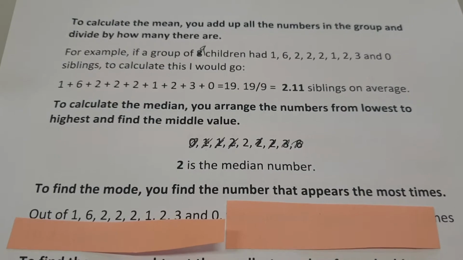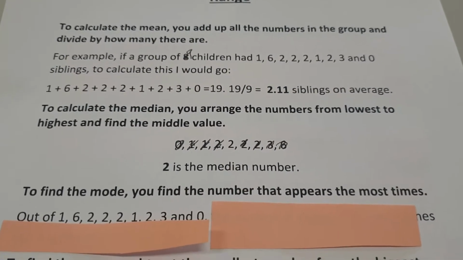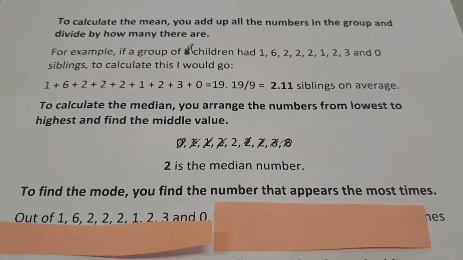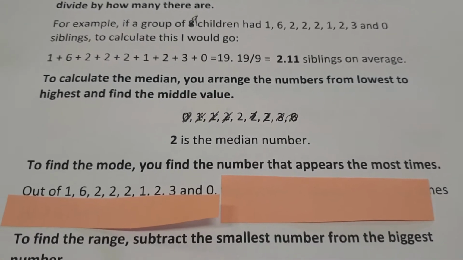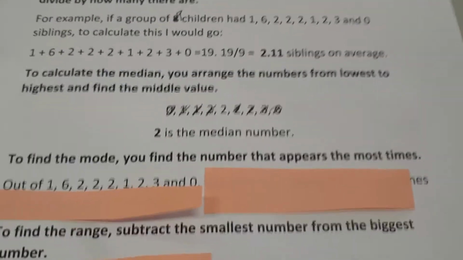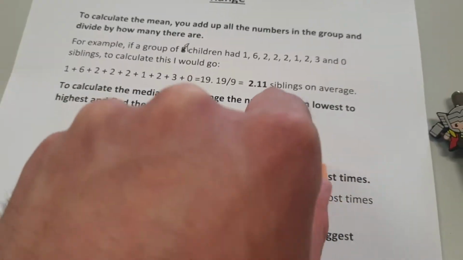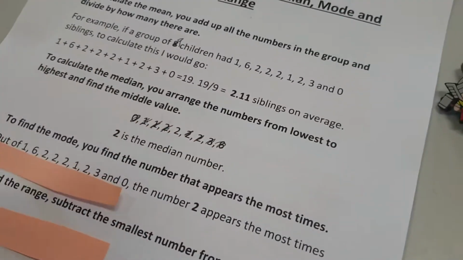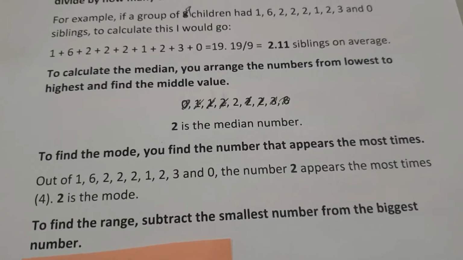So to find the mode, the next one, you find the number that appears the most times, all right? So if we look at those numbers, same as before, 1, 6, 2, 2, 2, 1, 2, 3, 0. The number that appears the most times is 2. It appears 4 times. Okay, so 2 is our mode.